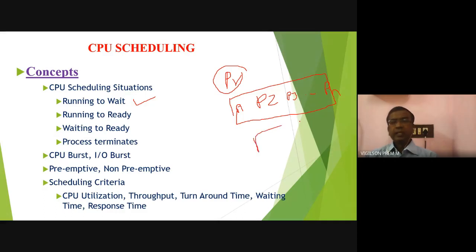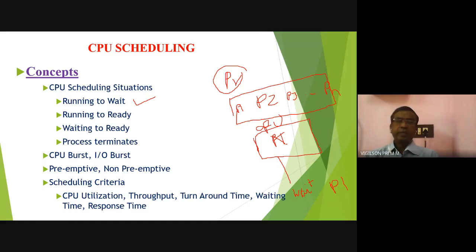Consider this is the CPU. In the CPU, process P1 is in execution. Due to some incident, P1 is going to waiting state. Now P1 is waiting. Now what will the CPU do? The CPU will work with the other process. So process P2 has to be scheduled.